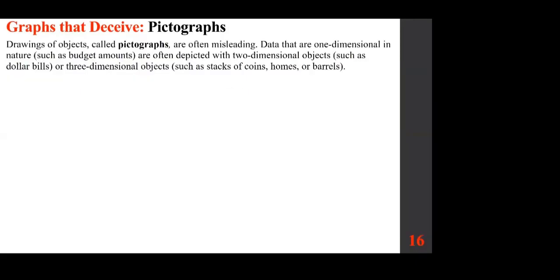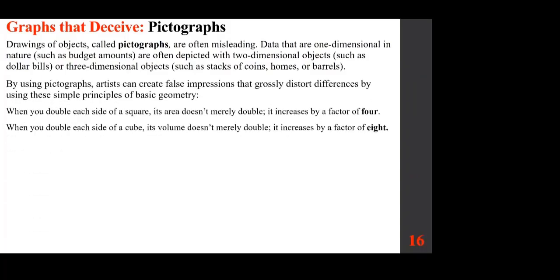Also, when we look at pictographs, first of all, drawing of objects called pictographs are often misleading. Data that are one-dimensional in nature, such as budget amounts, are often depicted with two-dimensional objects or three-dimensional objects, and that is not correct. So by using pictographs, artists can create false impressions that grossly distort differences by using the simple principles of basic geometry. When you double each side of a square, its area doesn't merely double, it increases by a factor of 4. In other words, 2 squared equals 4. When you double up, you multiply the area by 4.